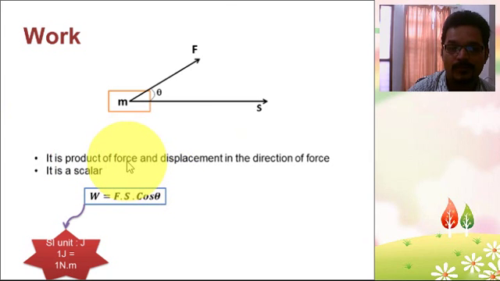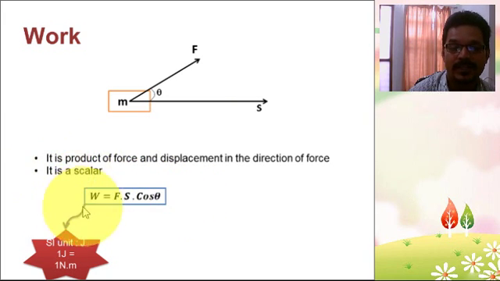So force, okay, capital F. Displacement, yes, but I mentioned in the direction of force. That means the displacement should be in the direction of force. Then we can say it's work done, or else the force should be in the direction of s. Then we say the work is done. So therefore work is Fs cos theta. This is the formula for the work.